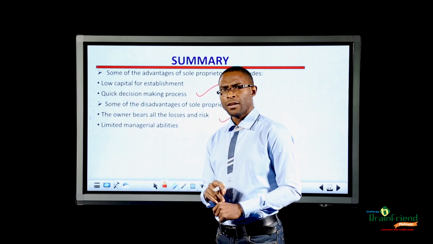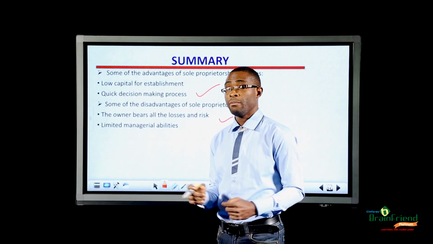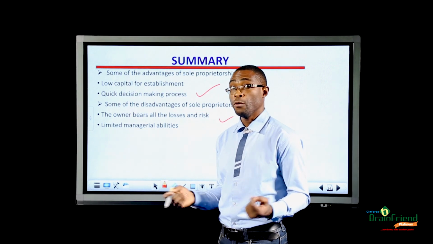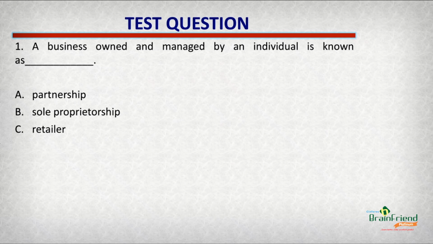At this point, I would like to know if you have learned anything in my class today by testing you through few test questions. Are you ready? Question number 1. A business owned and managed by an individual is known as A. Partnership, B. Sole proprietorship, or C. Retailer.